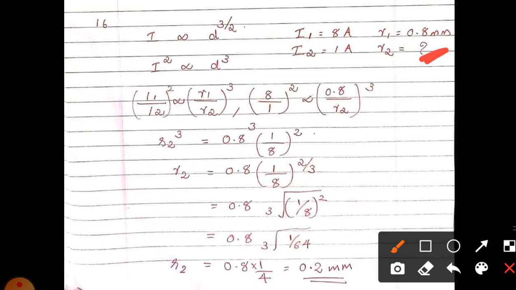So we squared this. I squared proportional to d raised to 3. We wrote this as a ratio: I1 by I2 the whole square proportional to R1 by R2 all raised to 3. So 8 by 1 all raised to 2 proportional to 0.8 by R2 all raised to 3. Writing this as a relation, R2 equal to 0.8 into 1 by 8 all raised to 2 by 3.